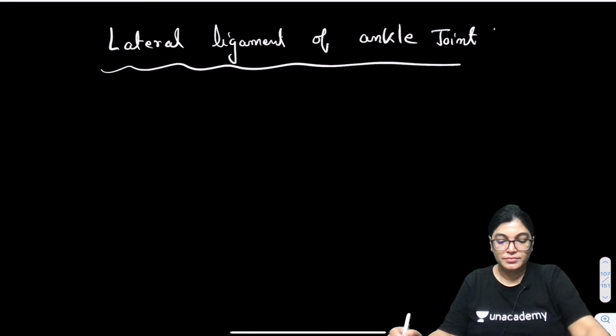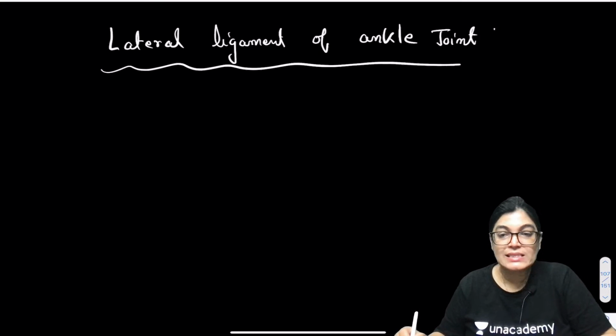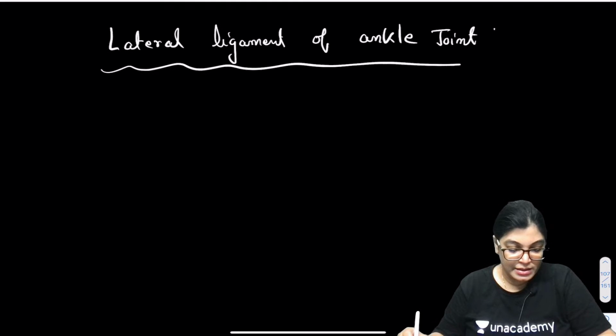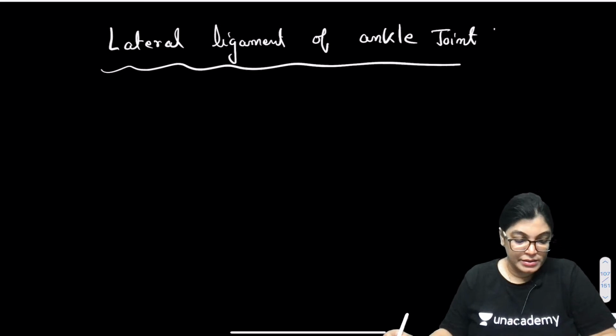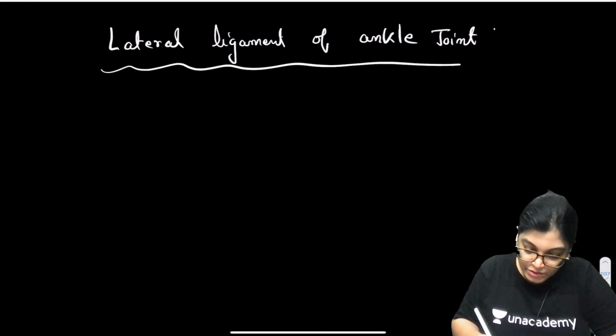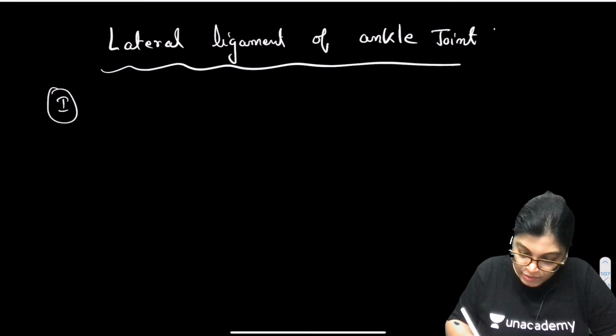Done. So how many parts is it having? Following parts, as you can see. The first name is anterior talofibular.